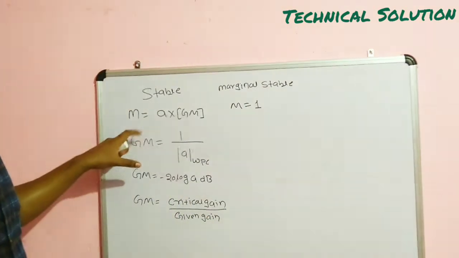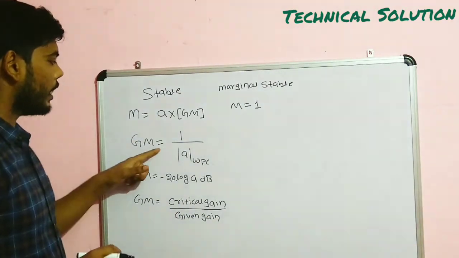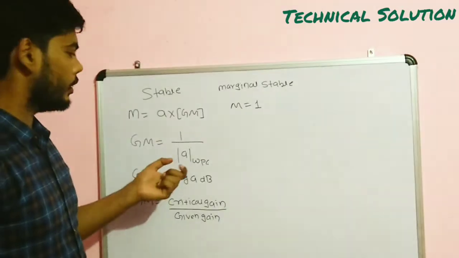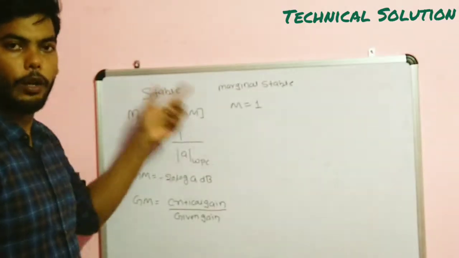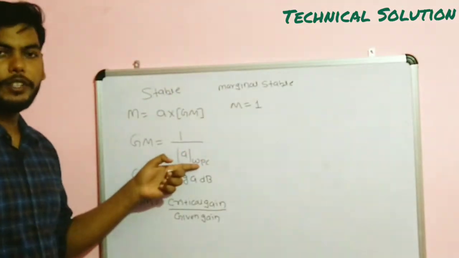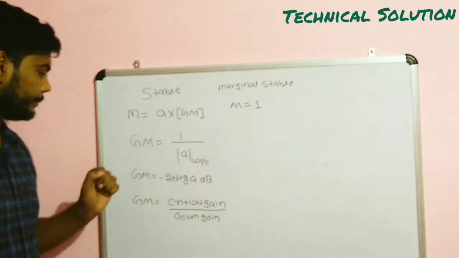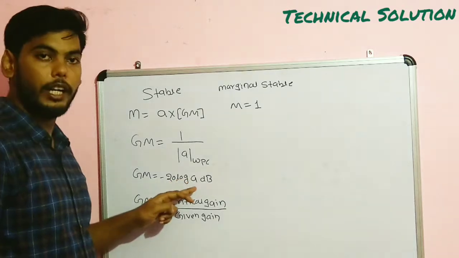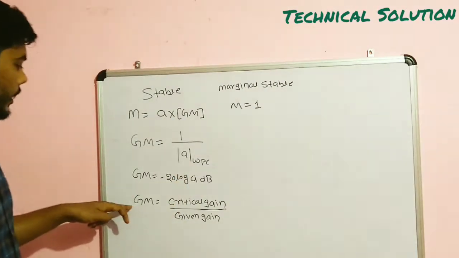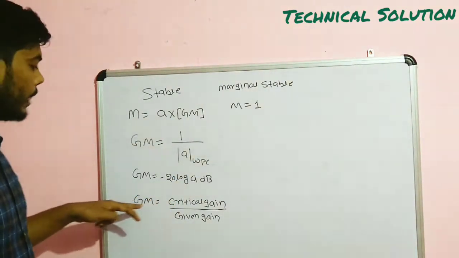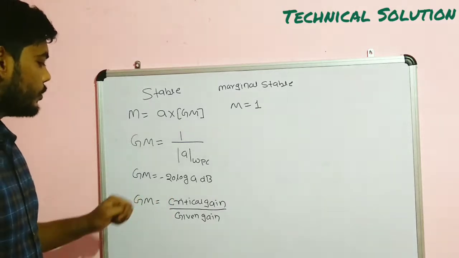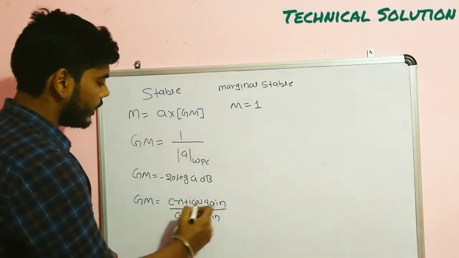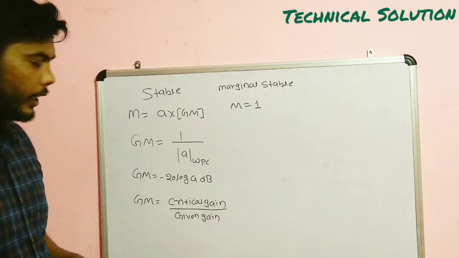So for the gain margin, we have a formula. Gain margin is the reciprocal of the magnitude of the open loop gain of a system at the phase crossover frequency. And gain margin in dB is equal to minus 20 log A. And another formula: gain margin is equal to critical gain upon given gain.